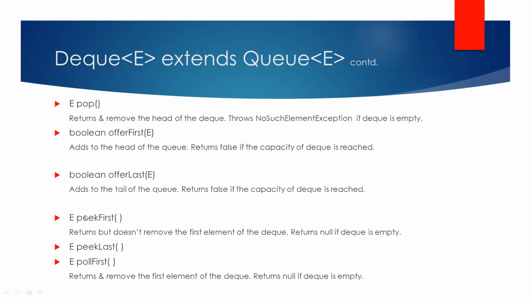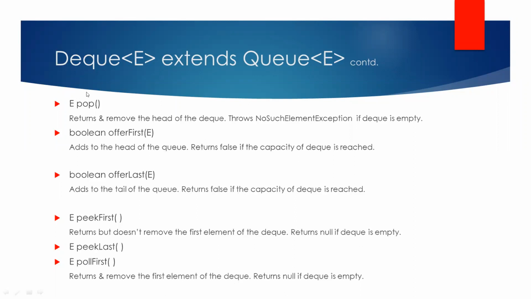Another version of the peek method is peekFirst. It returns but doesn't remove. You will get the value that is at the first position, and it returns null if your DQ is empty. Same with peekLast. It will return the value from the last position, and if your DQ is empty, then it will return null. And another method is pollFirst, return and remove. It will return and remove the first element of the DQ and returns null if the DQ is empty.